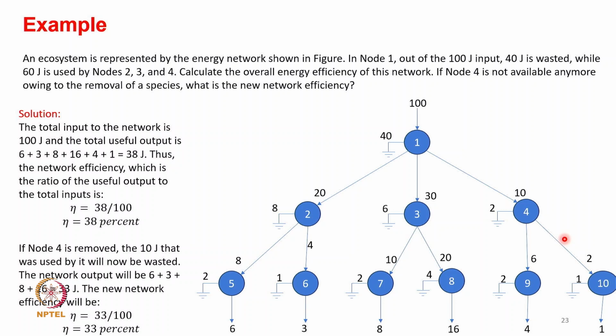So, the solution: the total input to the network is of course 100 joule, and the total useful output is 6 plus 3 plus 8 plus 16 plus 4 plus 1, which is 38 joule. So the network efficiency eta is 38 divided by 100, which is 38%. Let's say you remove node 4, fine. So the total useful network output is 6 plus 3 plus 8 plus 16, while 4 and 1 which are coming from node 4 are wasted. So you will remove 5, which is 38 minus 5 is 33, divided by 100, the input, which is 33%.